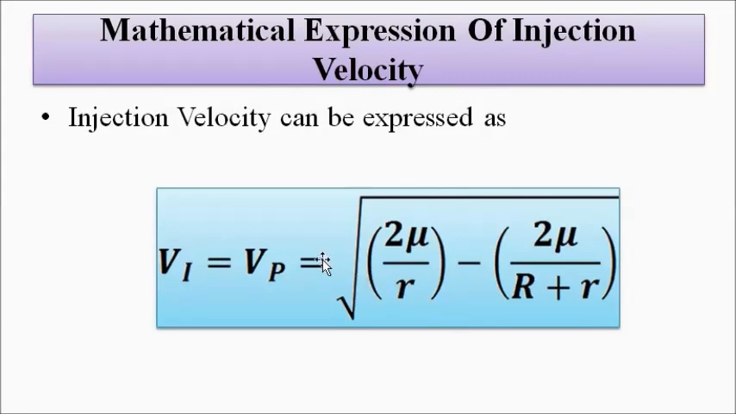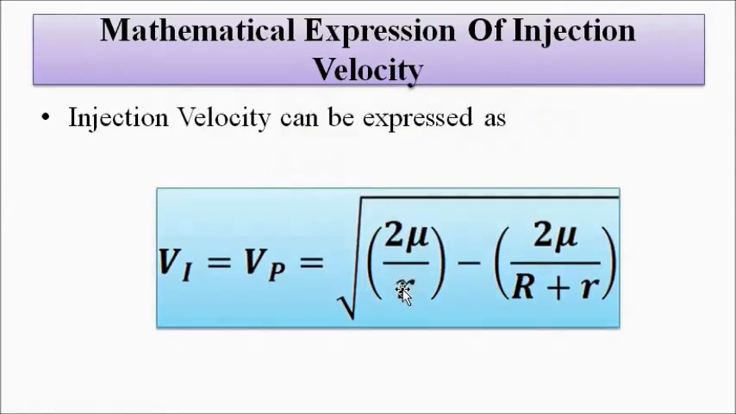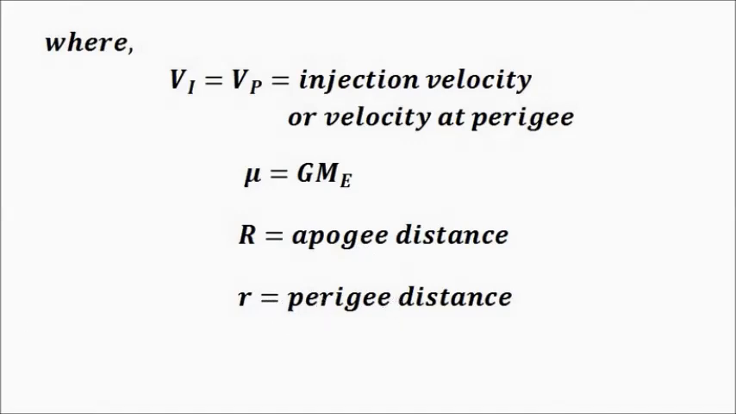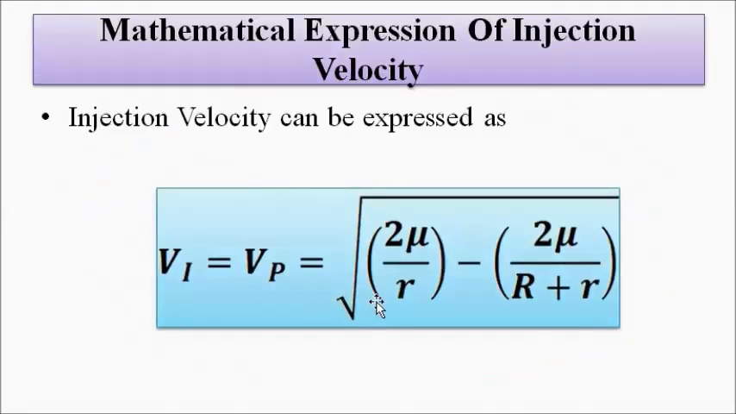So the mathematical expression of injection velocity is in this way: root over of 2 mu by r minus 2 mu by r plus R. Mu is the product of the universal gravitational constant and the mass of the earth. We have already discussed that in the orbital mechanics section. So mu is the product of universal gravitational constant capital G and the mass of the earth. Then small r is the perigee distance, the smaller separation distance between the earth center and the satellite position in its orbit, the minimum separation between the satellite and the earth center or the surface of the earth. So small r here is the perigee distance.